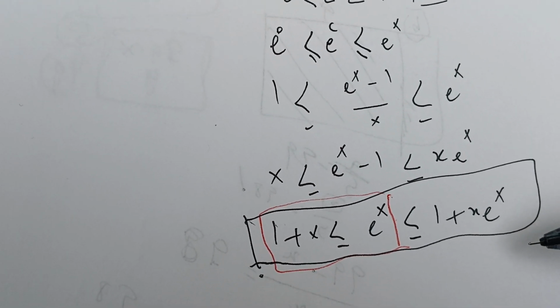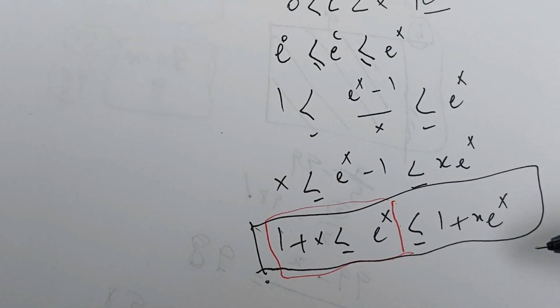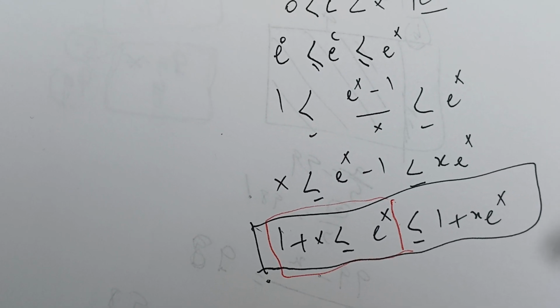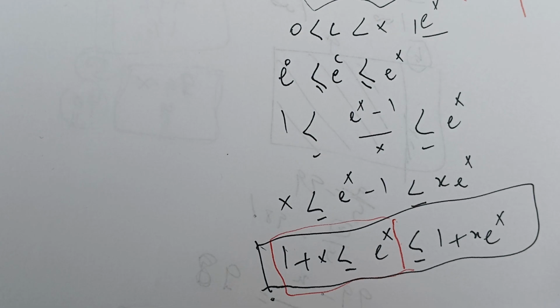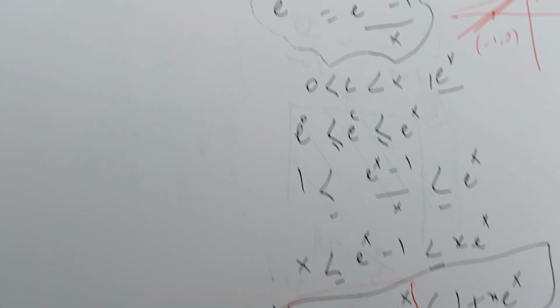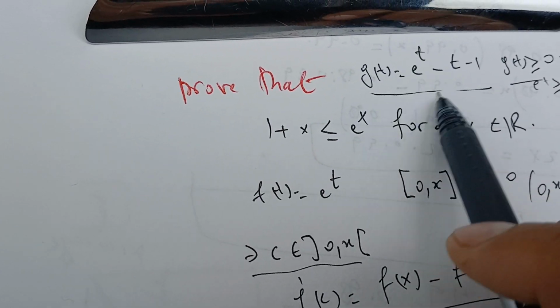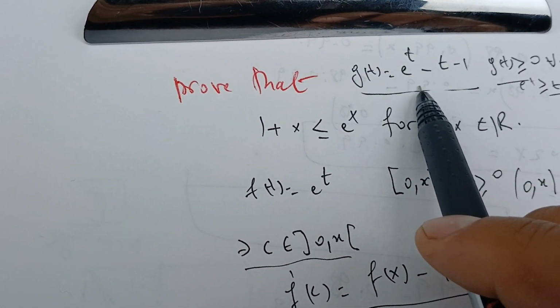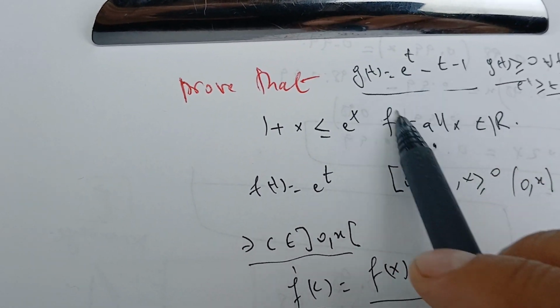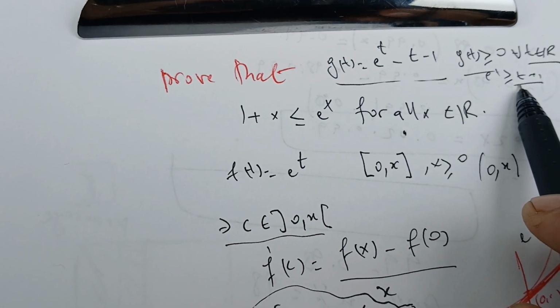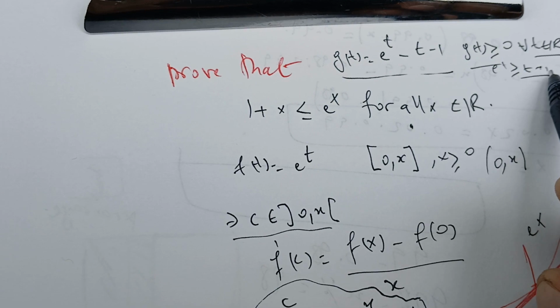But this one, using the mean value theorem, is one of the most important theorems that we will need a lot. If you want to study calculus and do proofs, you need to know how to apply it and use it in your proofs. For this one here, we can study the derivative and do it very quickly and conclude that e to the power t is bigger than t plus 1.